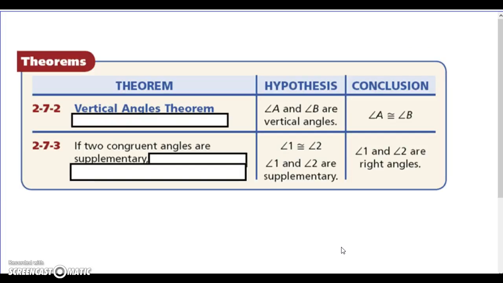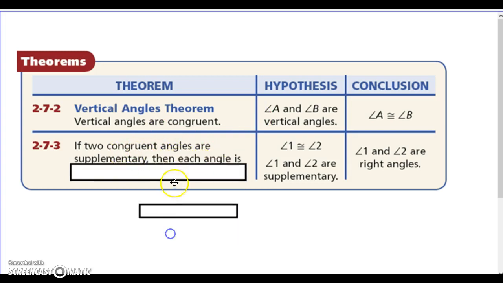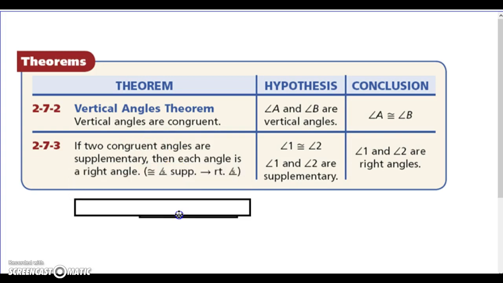Here's a couple of theorems that we might add to our collection of theorems. The first one is vertical angles theorem. You know vertical angles. When we make an X with two segments, the opposite angles are congruent, right? And if two congruent angles are supplementary, then each angle is a right angle. If they're congruent, two angles that add up to 180, they must both be 90 degrees.